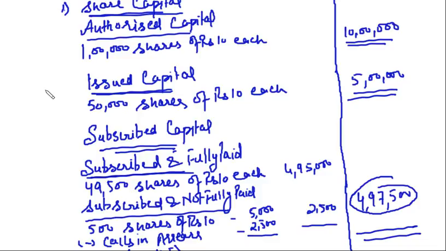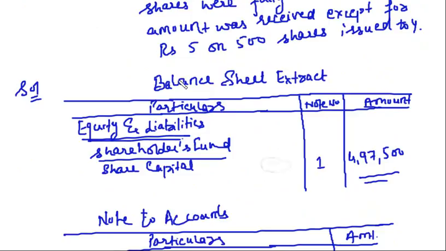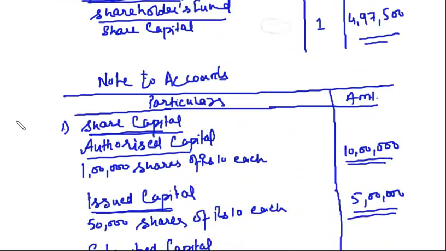On 500 shares, 5 is the calls in arrears. That means the money that you have called, but you have not received, that is calls in arrears for you. Right? In the last lecture, we discussed the difference between calls in arrear and the money not called. Clear? So be careful with this. That's why in the last lecture I told you that understanding these concepts of subscribed capital is very important. Otherwise, you will not be able to show it correctly in the balance sheet. Clear? So this is how you are going to show the share capital in the balance sheet. You can write this down, the example, then the balance sheet extract and note to accounts.